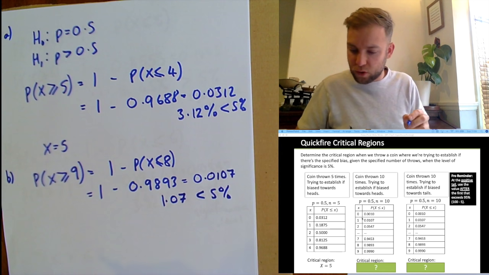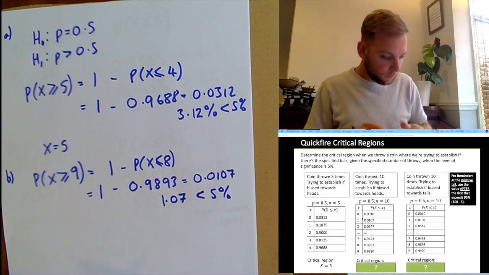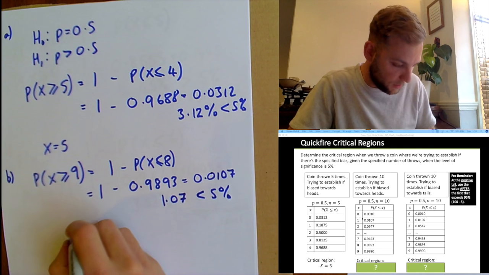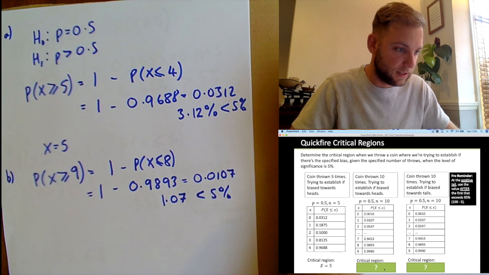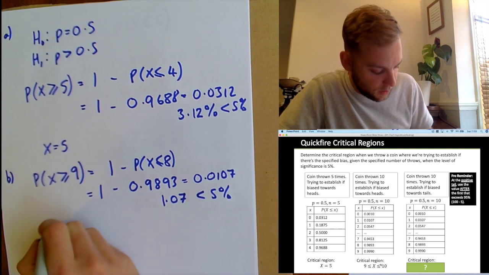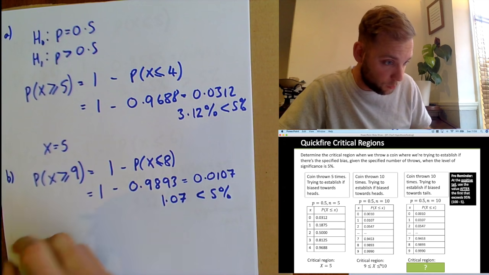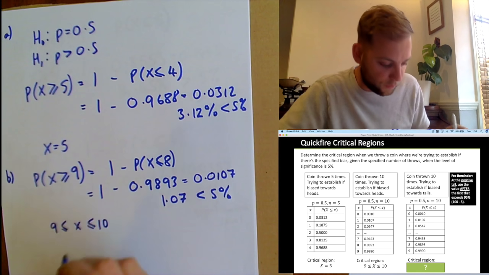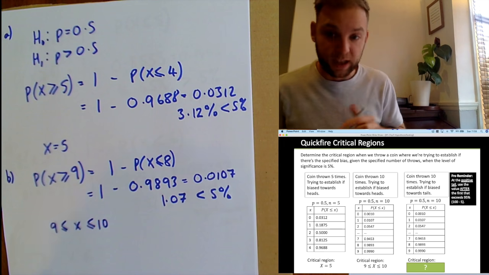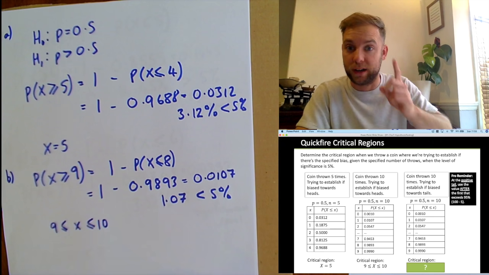Now, just for a little side note, our critical region in this one is going to be between 9 and 10, or x is equal to 9 in this case. Your critical value is going to be equal to 9. Your critical region is 9 is less than or equal to x is less than or equal to 10. So if you were to do the test 10 times and you get between 9 and 10, it means that the coin is biased.